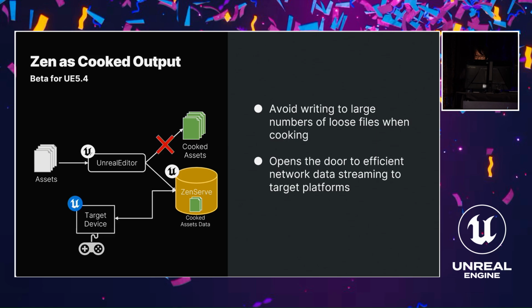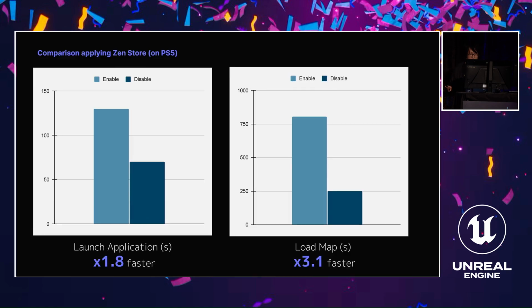When running on the target platform, you can facilitate streaming of all asset data via network request to a Zen server instance running on the host workstation. I'd say you might be curious to see how effective Zen Server is. So here are the results of my verification. I launched from the editor in City Sample and compared application launch times and map loading times. For this measurement, I tested on PlayStation 5.